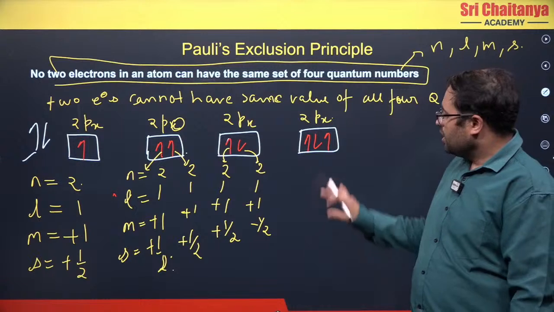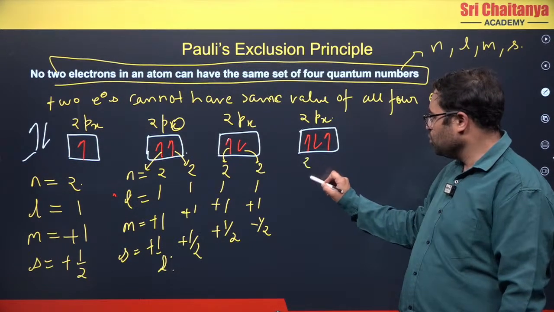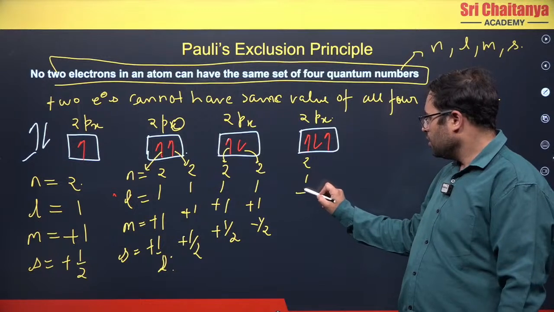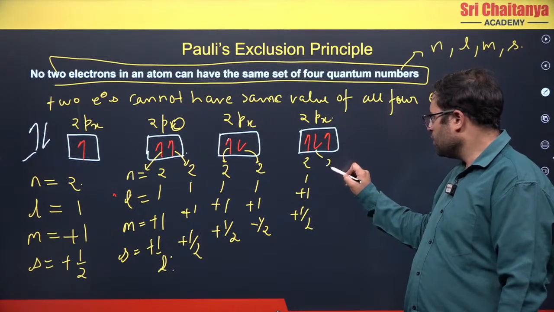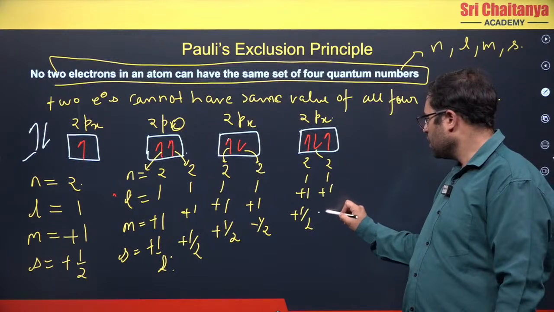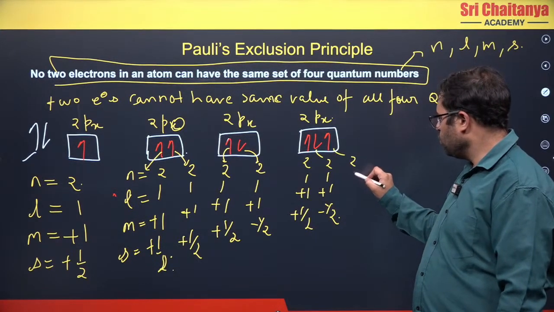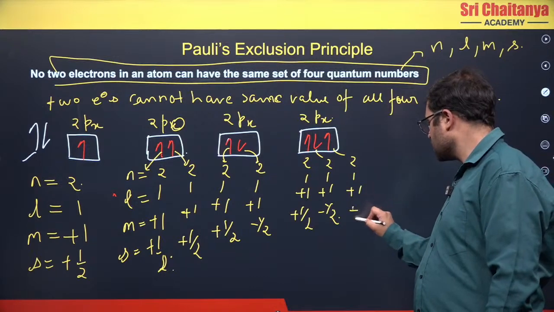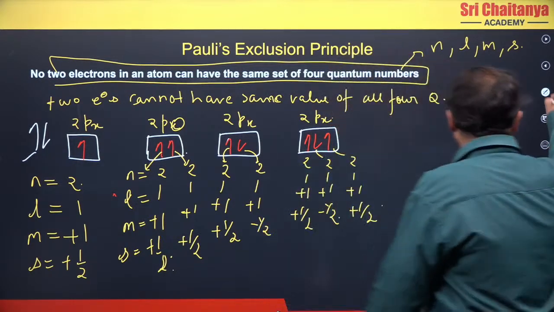Next, this one, you have 3 electrons. So this one will be 2, 1, plus 1, plus half. For this one, 2, 1, plus 1, minus half. For this one, 2, 1, plus 1, plus half. Now let us understand.